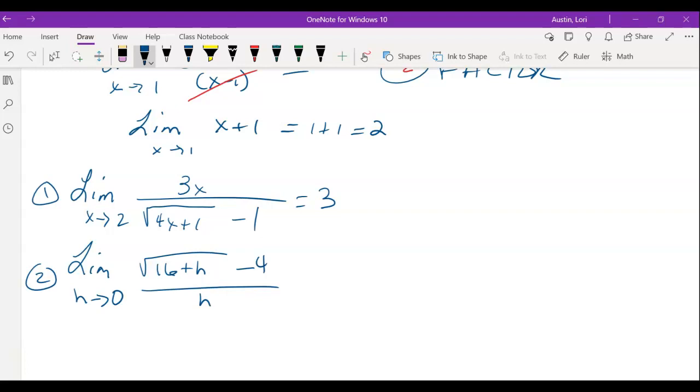So anybody remember what a conjugate is? I don't know if it's going to work. It's probably still going to be undefined. But let's try it. The conjugate, remember, is the radical plus 4. Remember that?